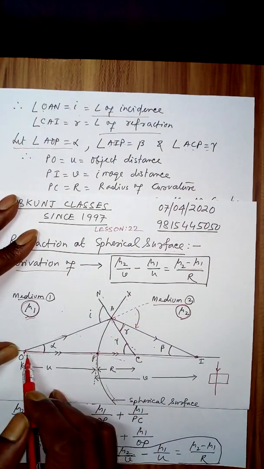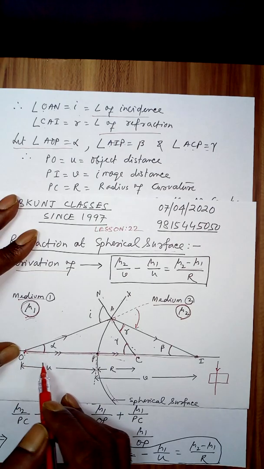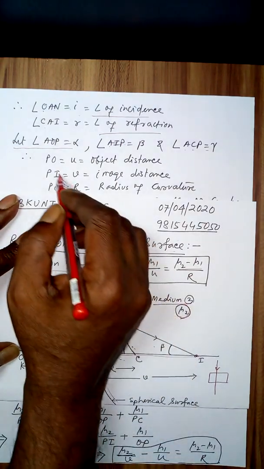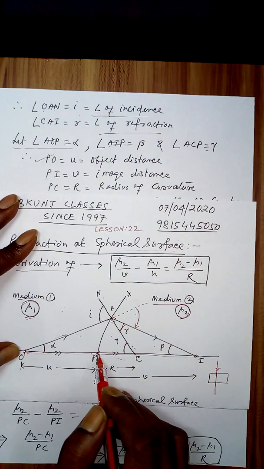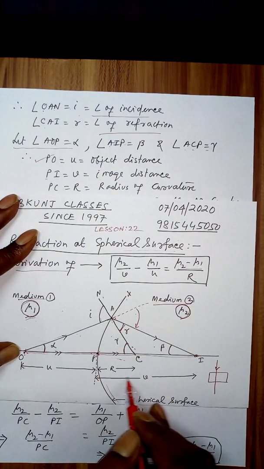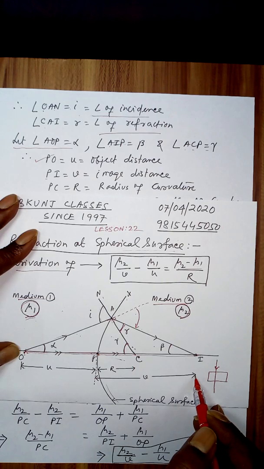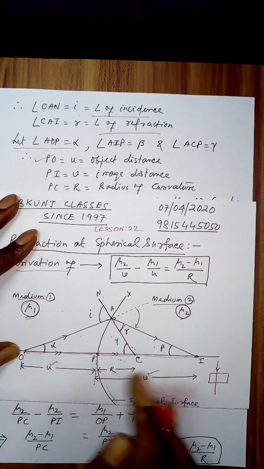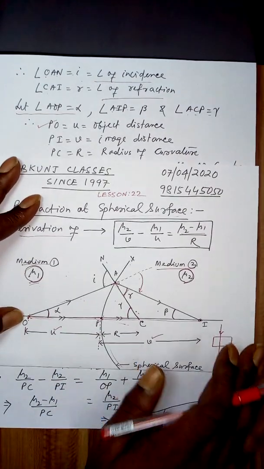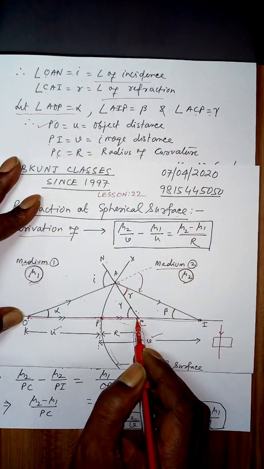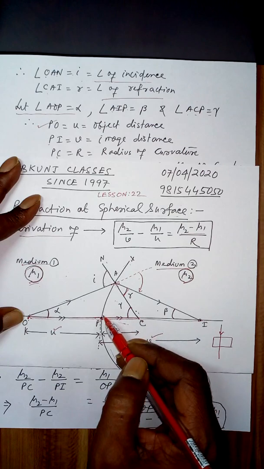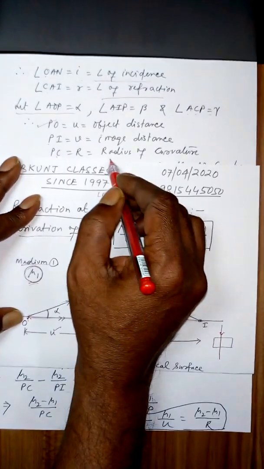From P to O is the object distance, written as u. From P to I, from here to here, is the image distance, written as v. Now from P to C is the radius of curvature of this convex surface XPY.